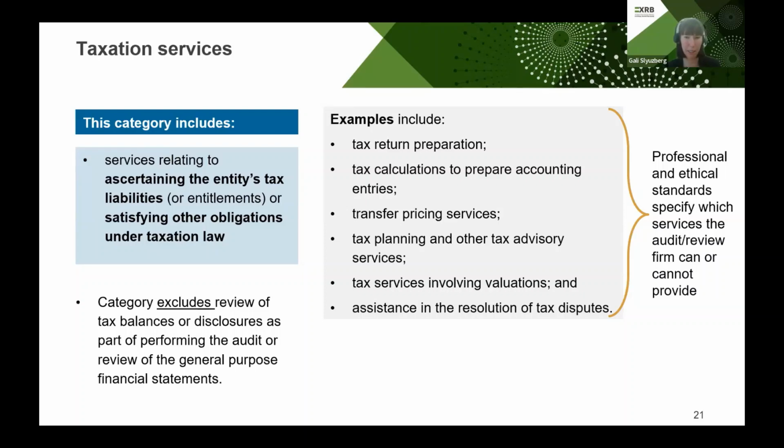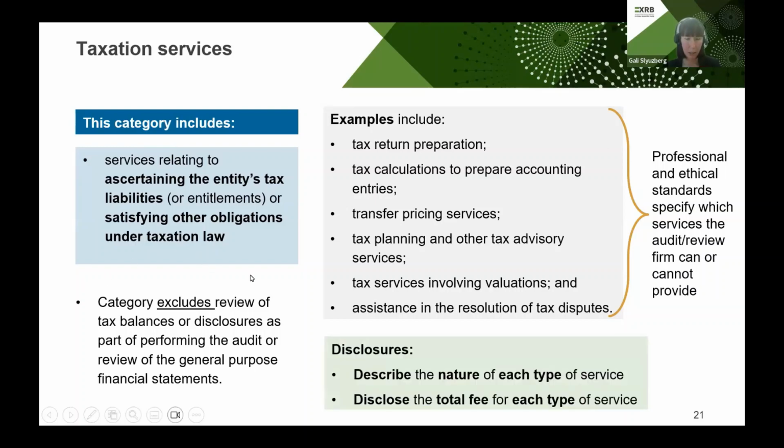But as far as I know, there are some restrictions around taxation related services in professional and ethical standards. And then the disclosure requirements are again similar: disclose the nature of each type of service and the total fee for each type of service classified in that category.